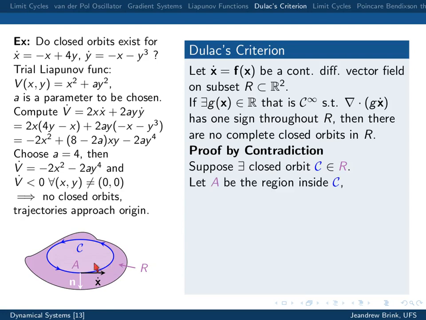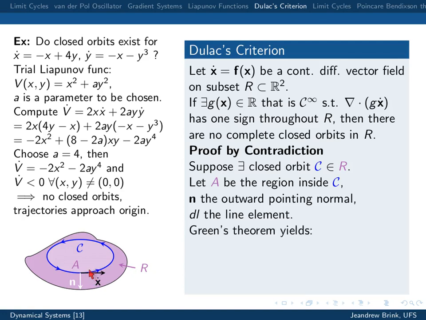And we're going to say, let A be the region inside of C, so it's this light colored region, and N is the normal that points outward of A. It's orthogonal to the tangent of this trajectory, by definition of what normal is. And dl is a line element along this trajectory. So you basically have dl pointing infinitesimally along this x dot. In fact, dl and x dot are proportional to each other.